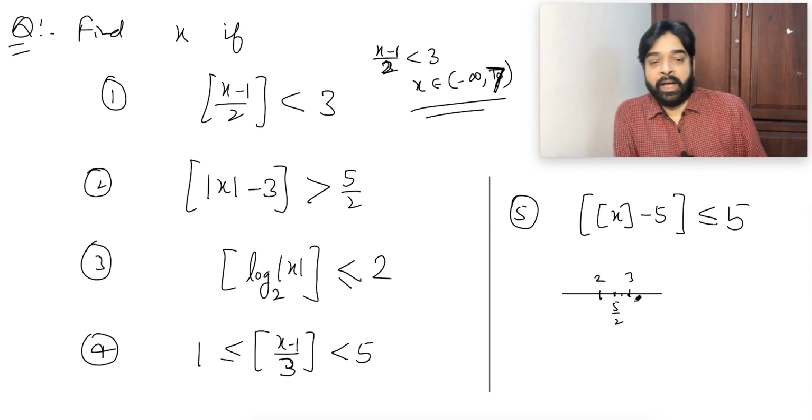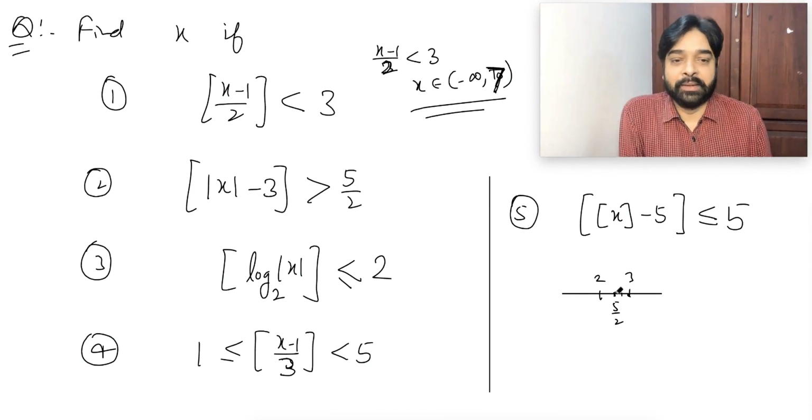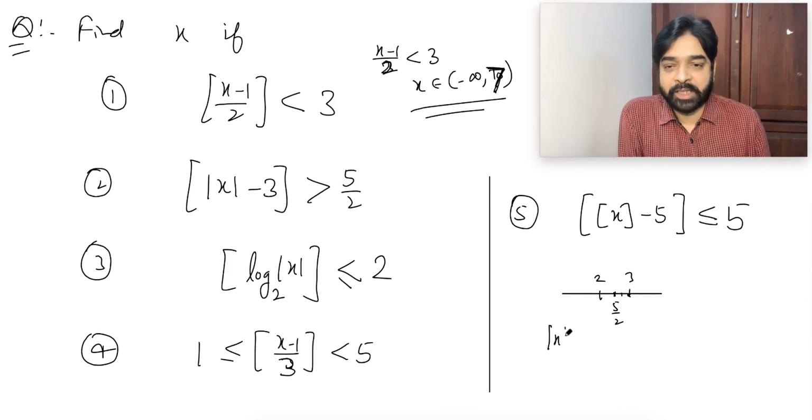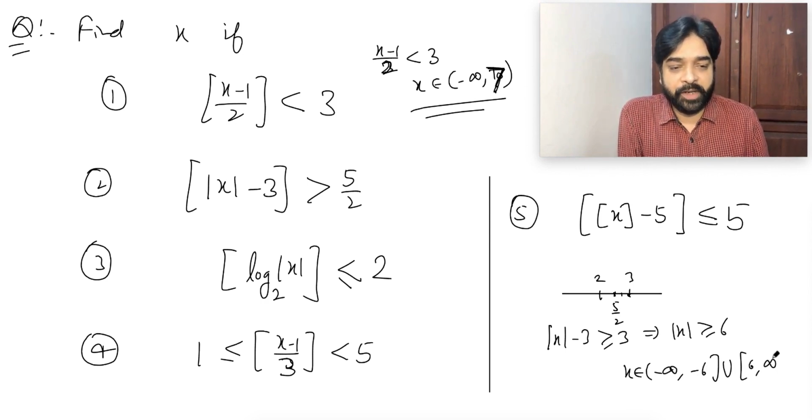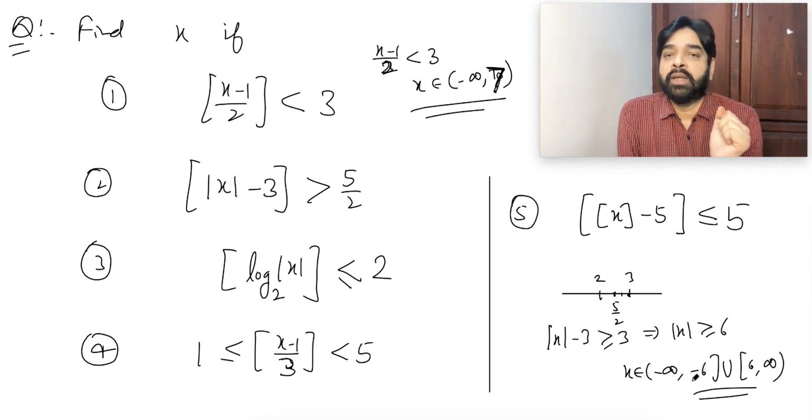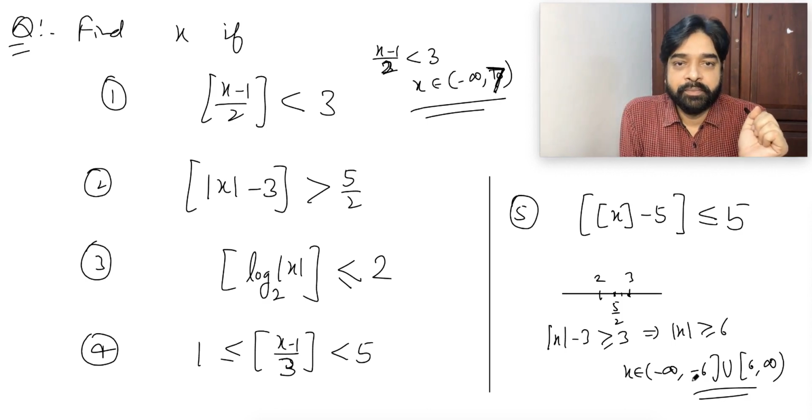So x should not fall here. X should start from this point only. So I will say mod of (x minus 3) must be greater than or equal to 3. From here, mod x is greater than or equal to 6. Now simply it's a mod inequality, nothing else. Am I right or not? So x will be minus infinity to minus 6 closed, union 6 to infinity. How many of you got it? Very few.